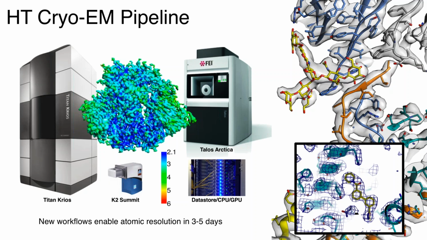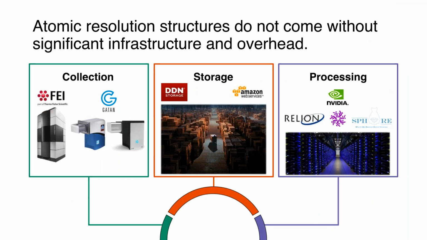These past 2 slides should really key you into one of the big themes of cryo-EM right now, is that these kind of structures do not come without significant infrastructure and overhead. For collection, you've got to have a microscope and some kind of detector. Storage, you need somewhere to put all these images, all these frame stacks, all this information. And you need a processing architecture to run these high demand programs that give us the high resolution information that we all want to see.